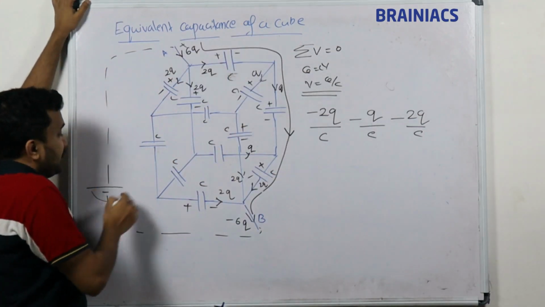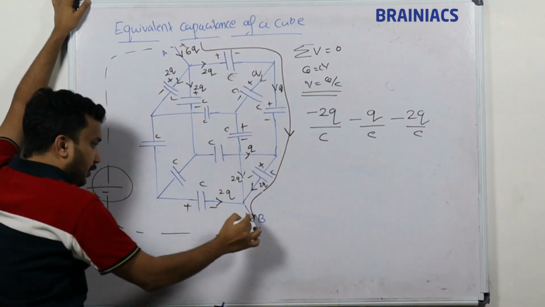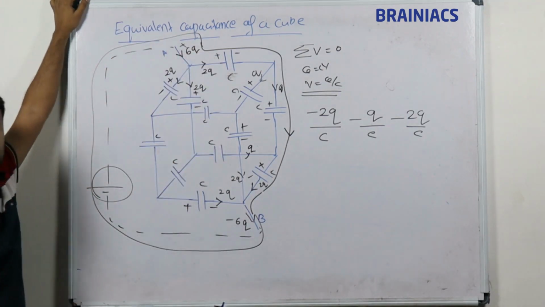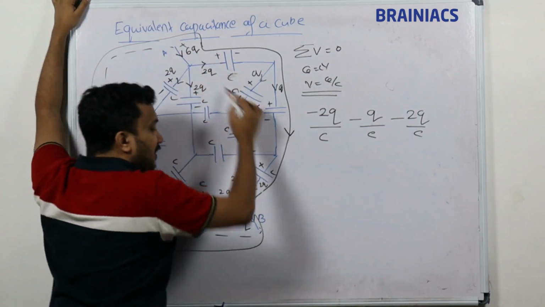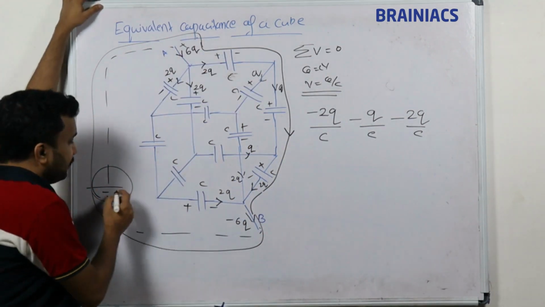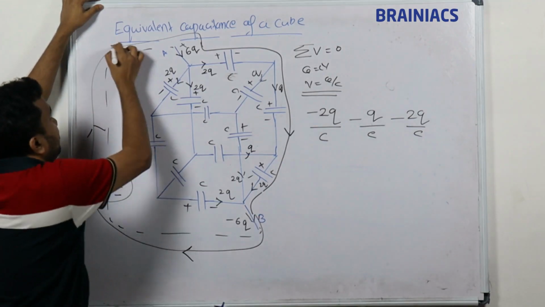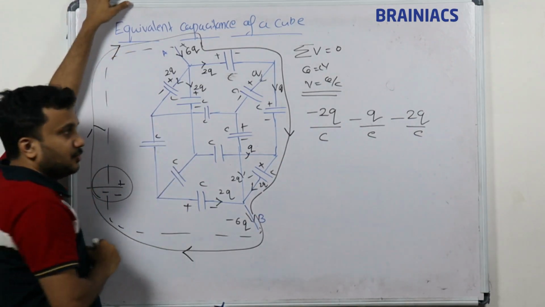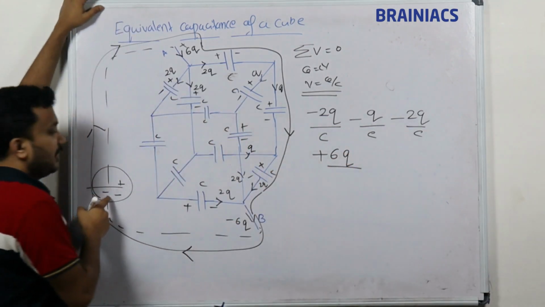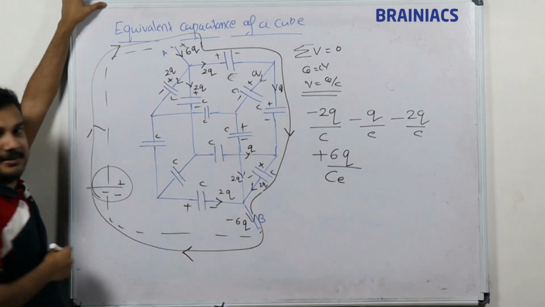Now in a loop, this voltage also I have to add, because I started from here and am going here and going here. Then I have to move back like this. This is my closed path, starting from positive, going to negative, and I have to reach the final position. Here I am going from minus to plus. So what is the charge? Plus 6Q divided by C equivalent.